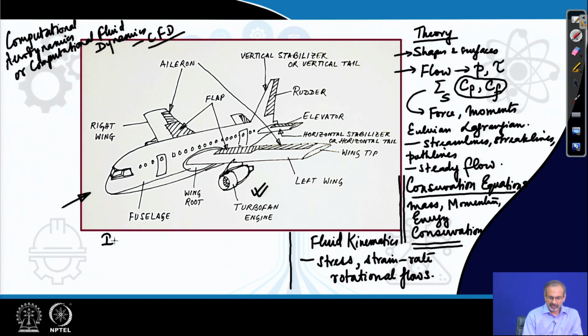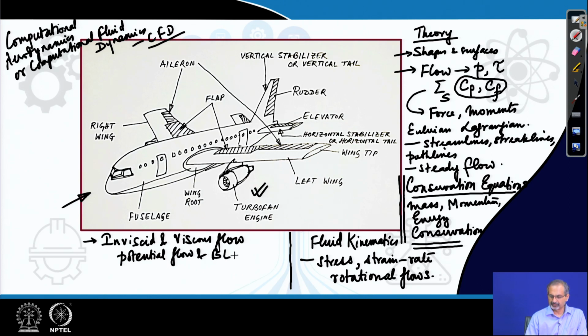Moving on further, we tried to look at inviscid and viscous behavior of the flow. That was a very, very important part, where we tried to distinguish between the effects, and in that context we looked at potential flow and boundary layer theory very briefly. We then looked at compressible and incompressible flow.